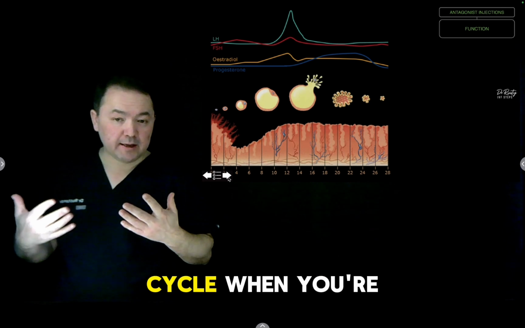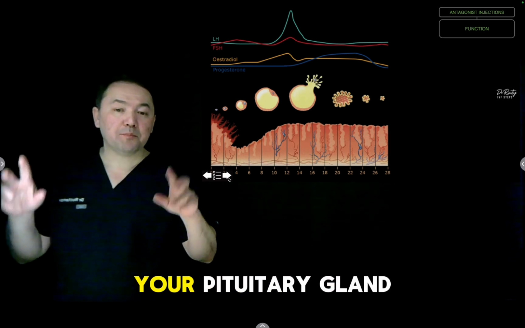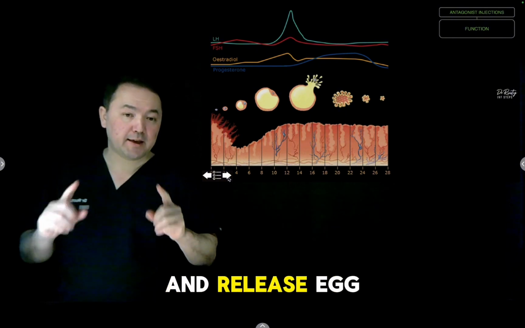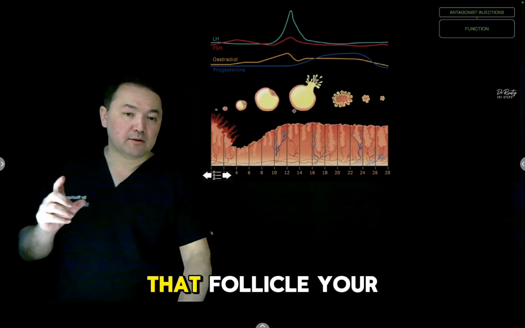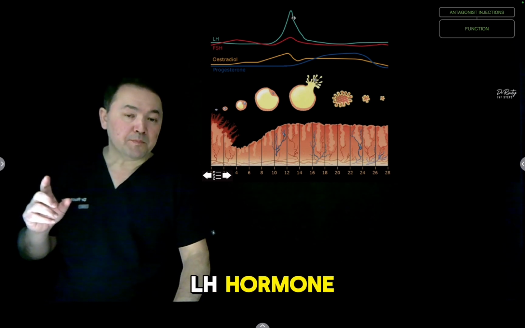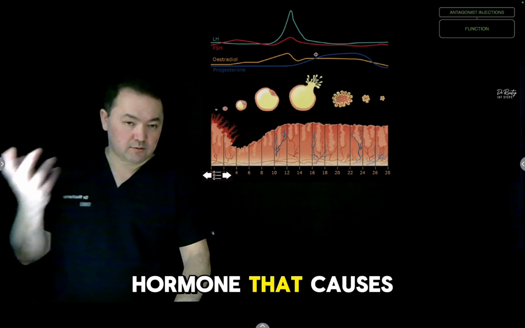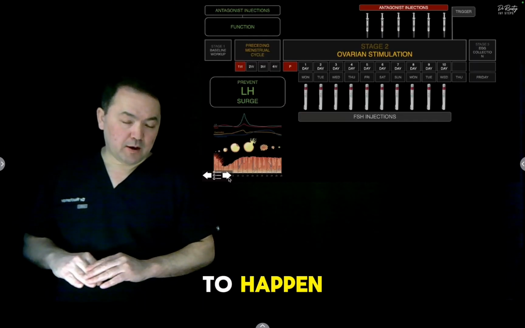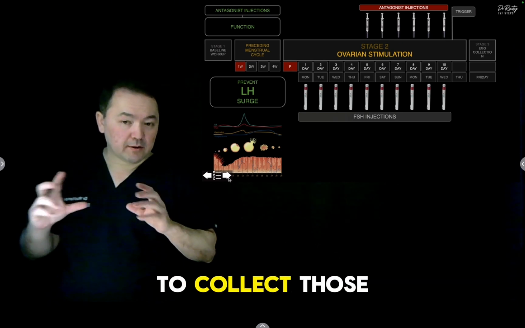In a natural menstrual cycle, when you're developing a large follicle, your pituitary gland senses there is a follicle which is ready for ovulation and releases the egg. In order to ovulate that follicle, your pituitary produces a surge of LH hormone, that is an ovulation hormone that causes ovulation. So in IVF, we don't want this to happen. Why? Because we want to collect those eggs.